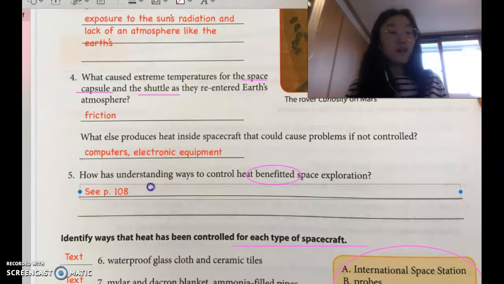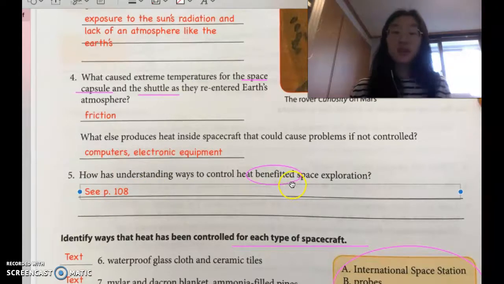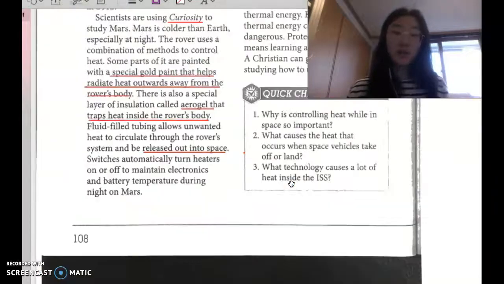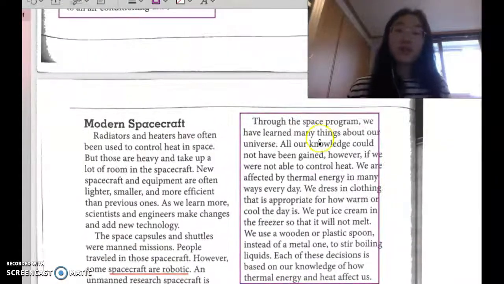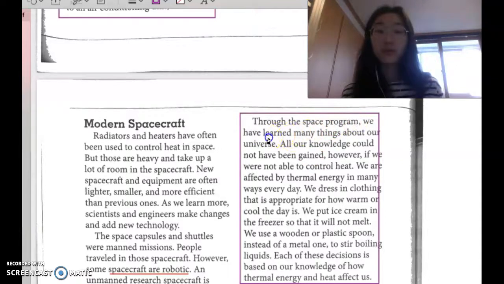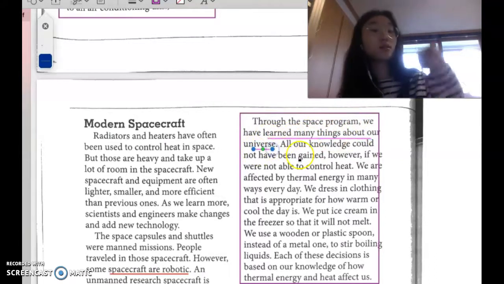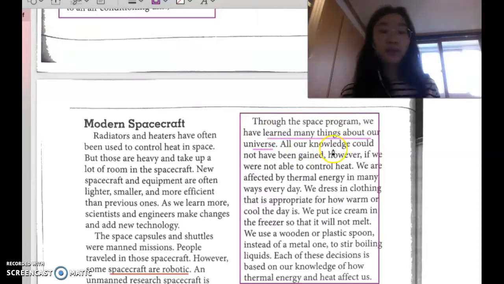How has understanding ways to control heat benefited space exploration? Page 108. Through the space program, we've learned many things about the universe. So that's one way we benefited.